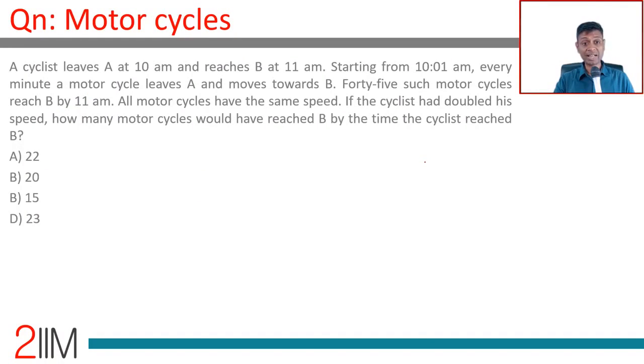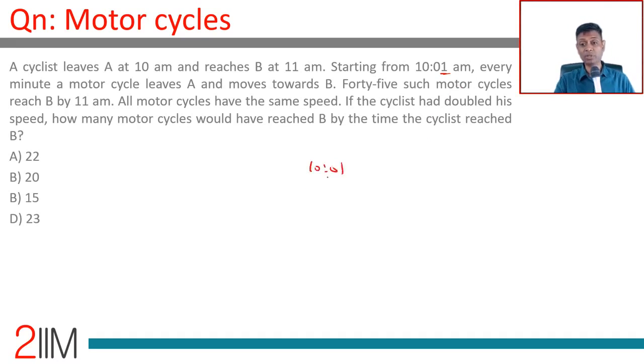A cyclist leaves A at 10 a.m. and reaches B at 11 a.m. Starting from 10:01 a.m., every minute a motorcycle leaves A and moves towards B. 45 such motorcycles reach B by 11 a.m. All motorcycles have the same speed. If the cyclist had doubled his speed, how many motorcycles would have reached B by the time the cyclist reached B?